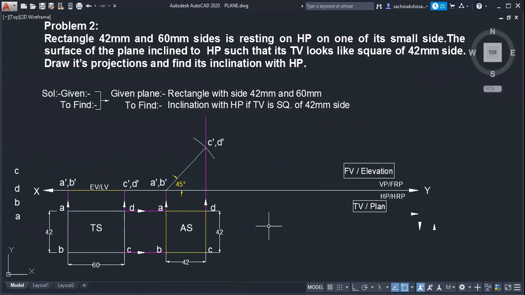So just reverse the problem we have. We have just reversed the problem. Are you getting it? Same problem, just reversed here. True shape and apparent shape were given and inclination was asked. In the first problem, inclination was given. Actually, apparent shape was not asked, but still we measured it. Have you understood?